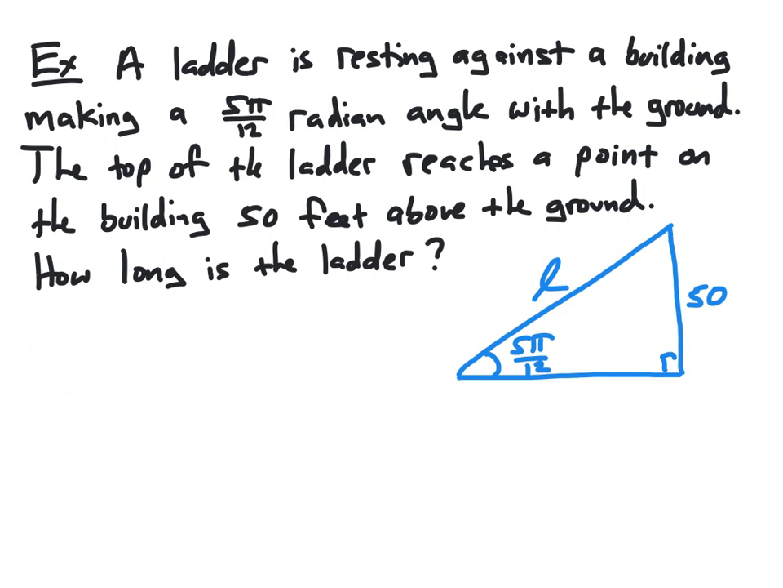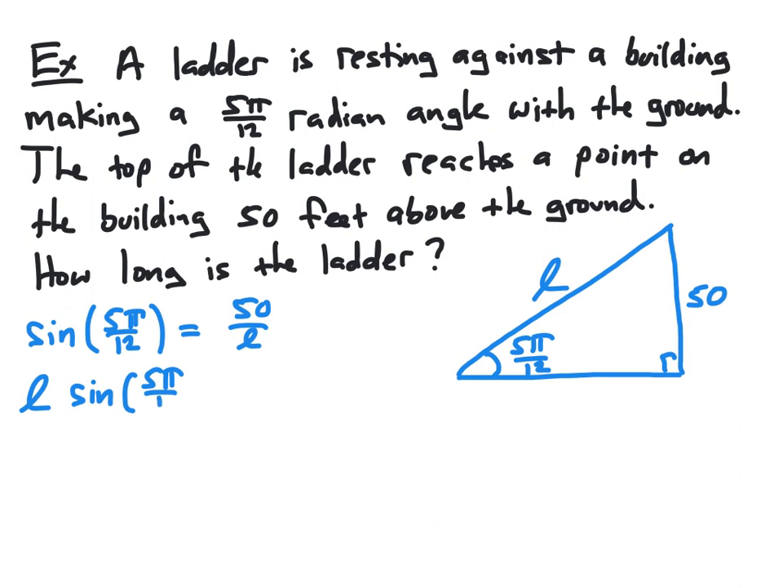So looking at this diagram, we see that we know the opposite side of our angle, and we want the hypotenuse. And so this suggests that we should use the sine of our angle, 5 pi over 12. So the sine of 5 pi over 12 will be 50 divided by the length of the ladder, L. We could solve this equation for L, first by multiplying both sides by L, and then dividing by the sine of 5 pi over 12.